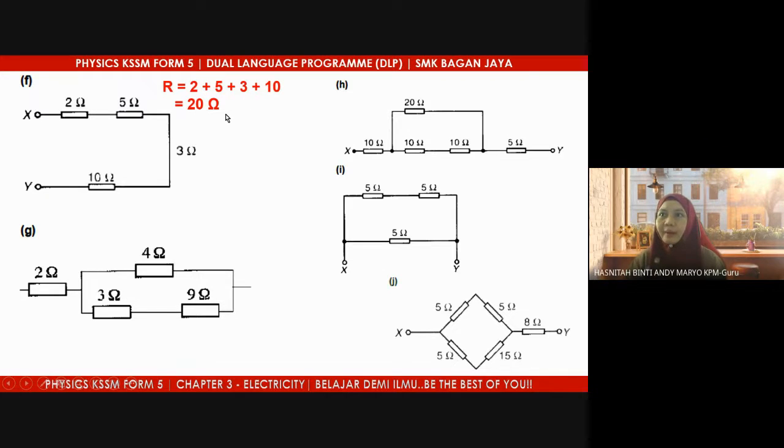Okay, how about G? For G, we have a combination. On the top branch, we have 4 ohm. And then below, we have 3 and 9, which is series. So you have to settle this first. 3 plus 9 become 12. Then later, 4 and 12 are parallel. So you find the effective resistance for this parallel, and then plus with 2 ohm in series. So this will give you 5 ohm for G. Okay, anybody got 5 ohm for G? Anyone answer G?